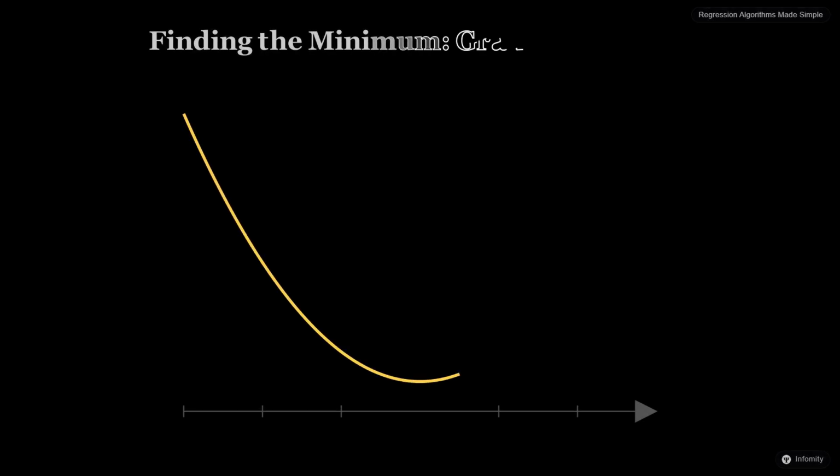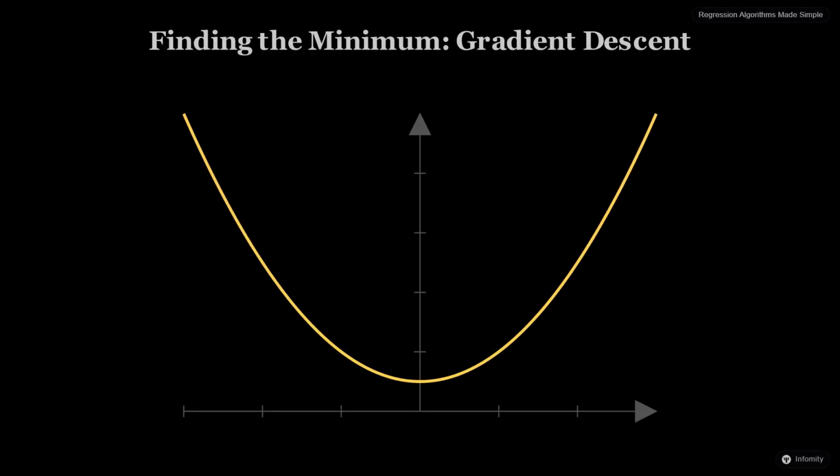How do we efficiently find this minimum point on our cost function? The answer is an iterative optimization algorithm called gradient descent.